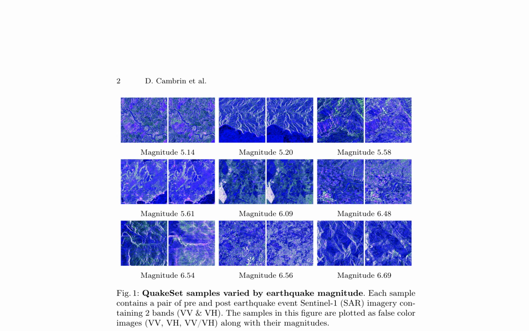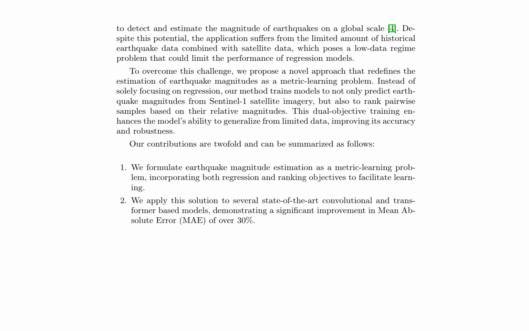To address this limitation, a novel approach is proposed, reformulating earthquake magnitude estimation as a metric learning problem. This approach trains models to not only predict earthquake magnitudes from Sentinel-1 satellite imagery but also to rank pairwise samples based on their relative magnitudes. This dual-objective training enhances the model's ability to generalize from limited data, improving its accuracy and robustness.